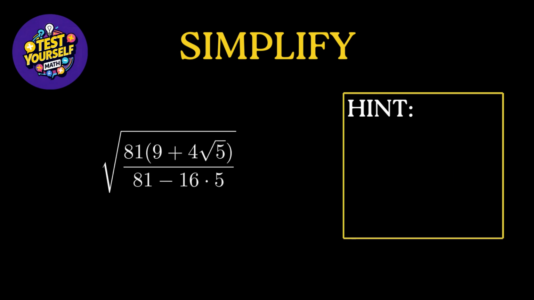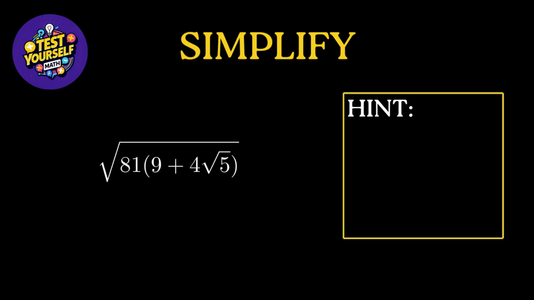Simplifying further, 9 squared is 81, and (4 root 5) squared becomes 16 times 5, which is 80. The denominator is now 81 minus 80, which equals 1. This is the turning point of the problem. With the denominator reduced to 1, the entire expression becomes the square root of 81 times the quantity 9 plus 4 root 5. Since 81 is 9 squared, its square root is simply 9.